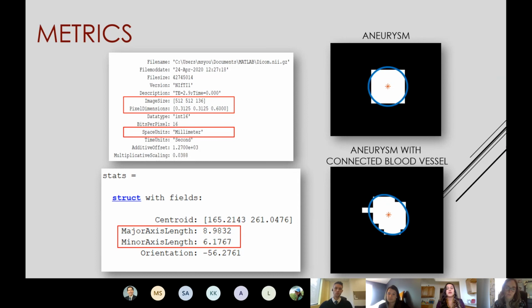Then we are able to extract from the metadata information about pixel dimensions in millimeters. And for us, it happened to be 0.3125 by 0.3125 by 0.6 millimeters. And then the major axis length is broken down into its components using the Pythagorean theorem in order to convert pixel dimensions to millimeters. And finally, the largest diameter of the aneurysm and blood vessel is found, and then the size ratio is calculated.